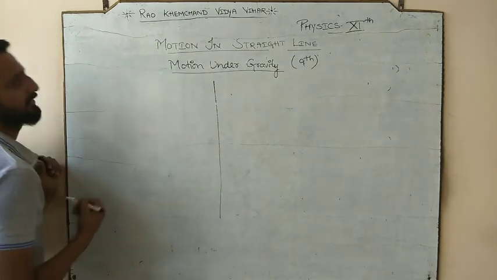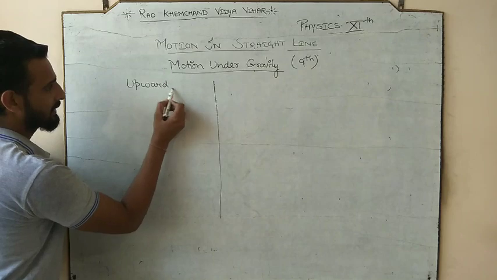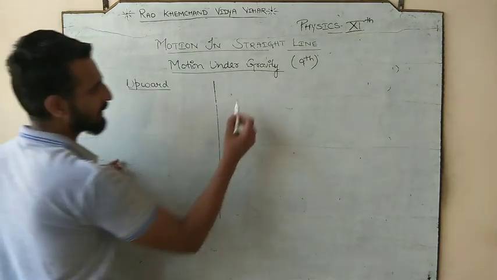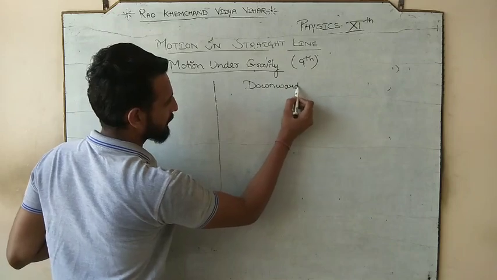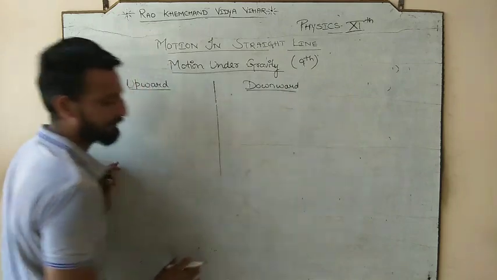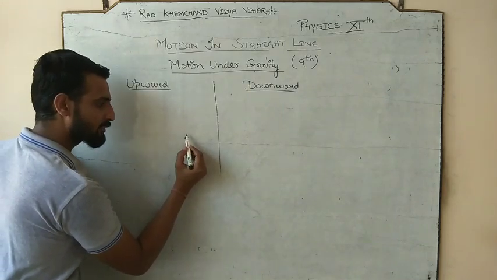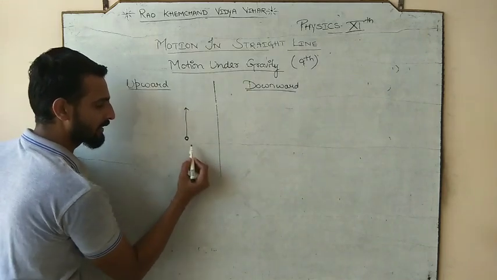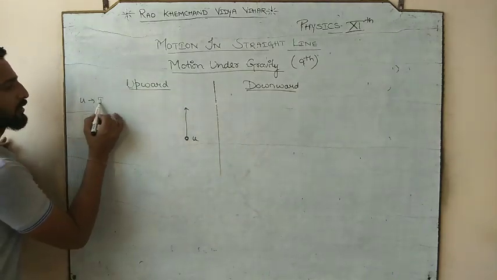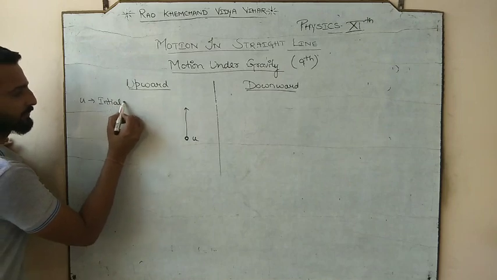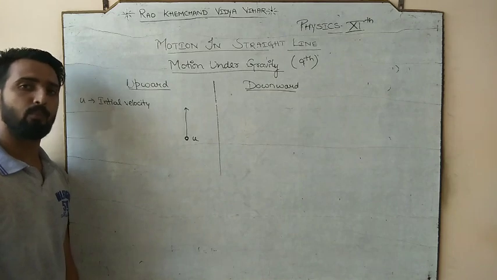Under gravity, we can move in two manners. Number one, we can go upward, or we can go downward. So under gravity, we have two types of motion. Let's suppose we have a body, and this body is going upward with initial velocity u. So what is u? Initial velocity, when the body is going upward.